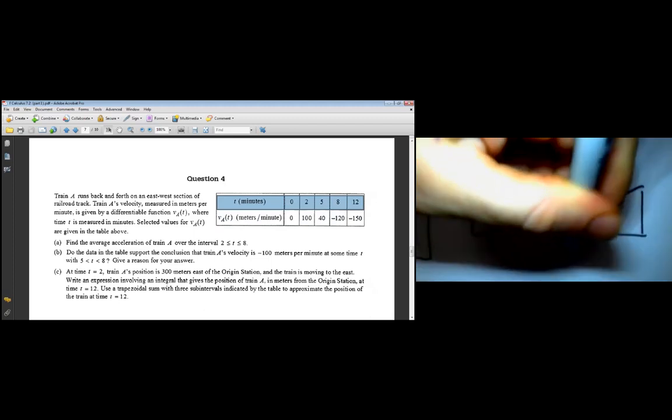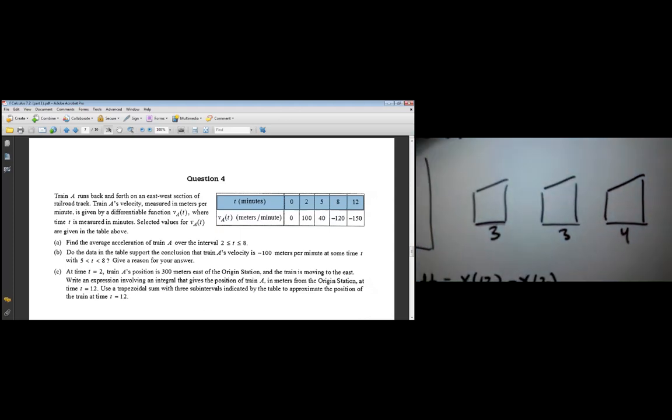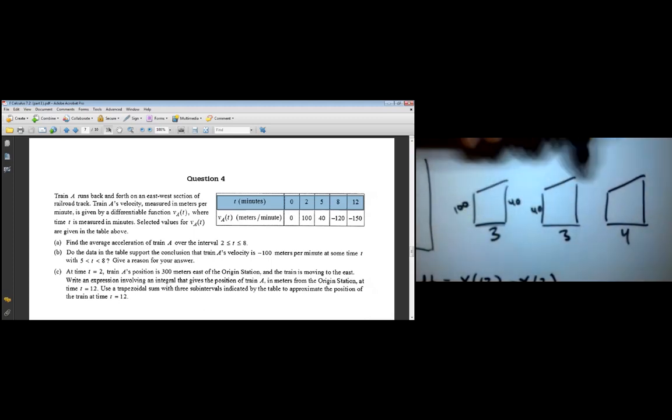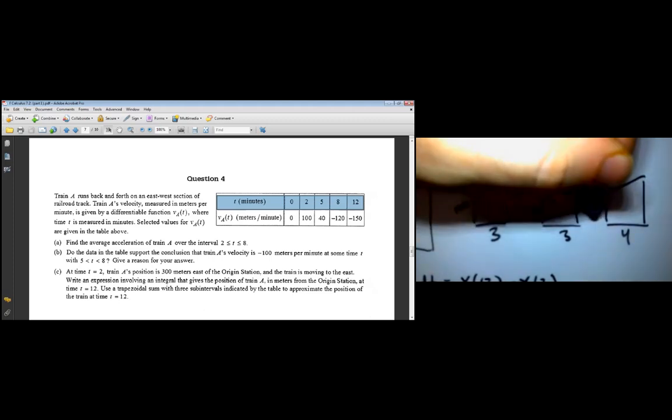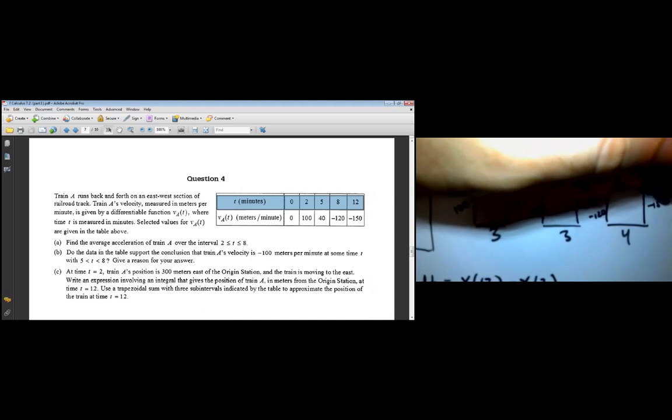So does 3, 3, 4 make sense? Yeah. Okay, so that would explain why your numbers got so big. All right, so now what are we doing for the heights of these? We're gonna do what? 100, 40, 40, negative 120, negative 120, negative 150.